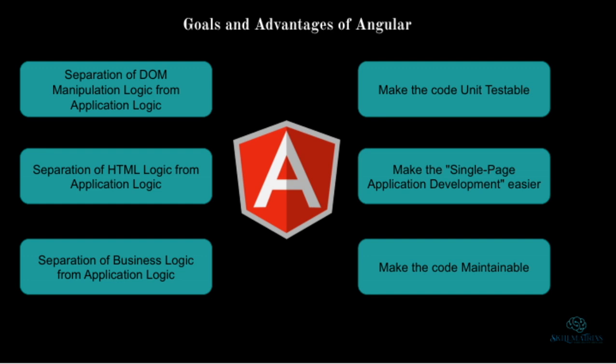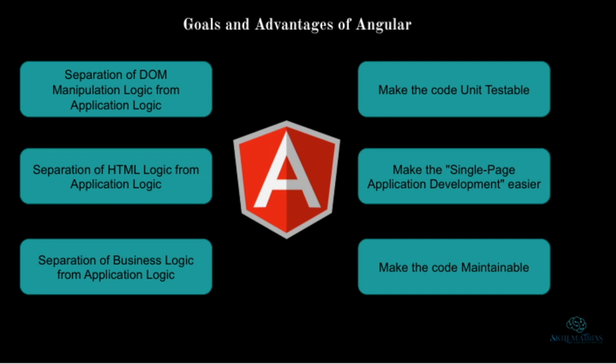Additionally, making our code unit testable is crucial. By writing modular, isolated pieces of code, we can test each part individually, which helps catch errors early and ensures the overall stability of our application. To support this, Angular encourages a clear separation of concerns.